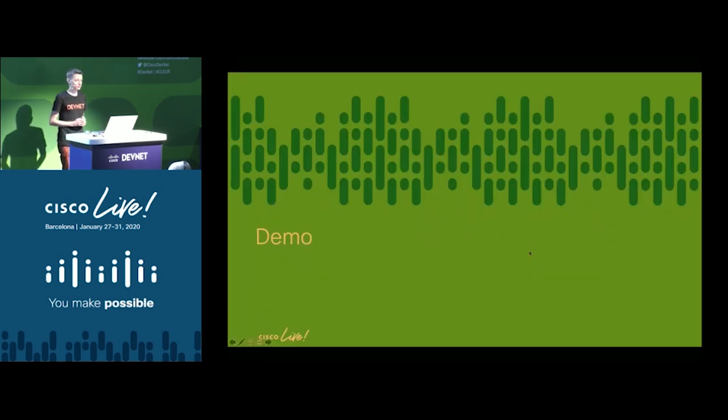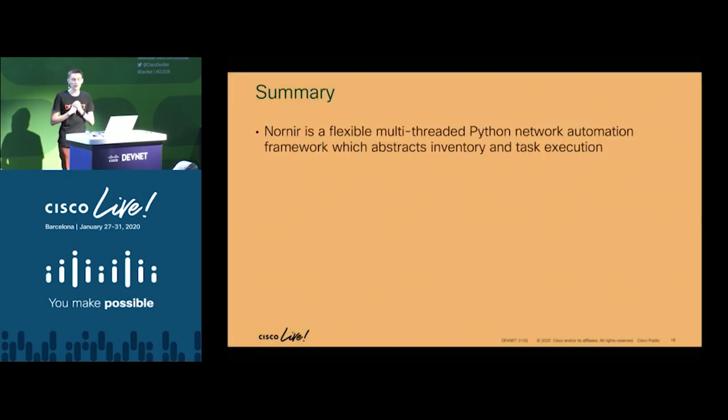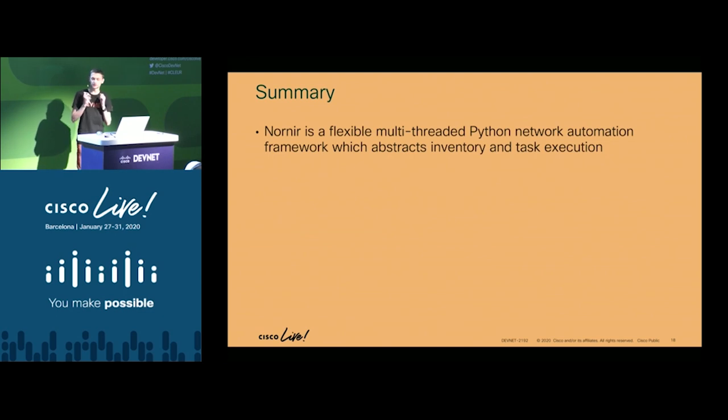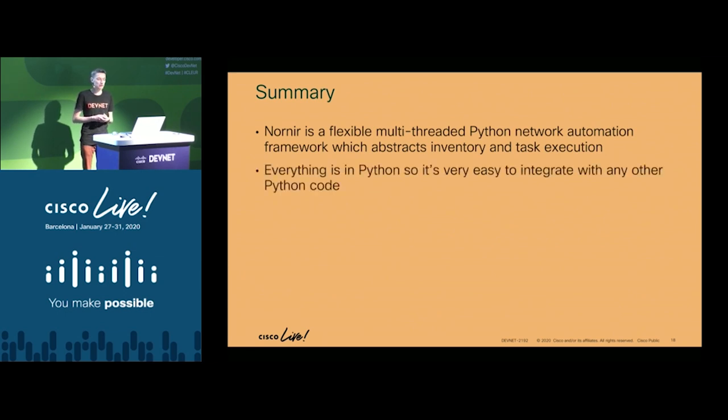Right, so Nornir is a flexible multi-threaded Python automation framework, and I hope I proved to you that it's really flexible, it is scalable. We were running those tasks and the output was almost instant. Nornir, the only thing it does, it abstracts for you inventory and task execution. And because everything is in Python, you can use everything that is available in the Python ecosystem and integrate it with anything else available in Python.